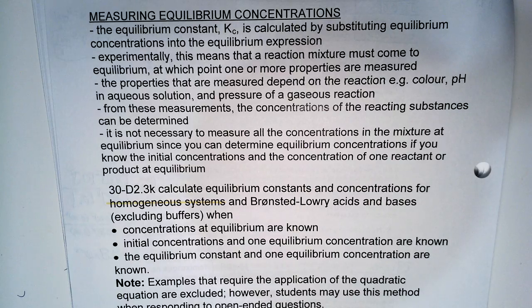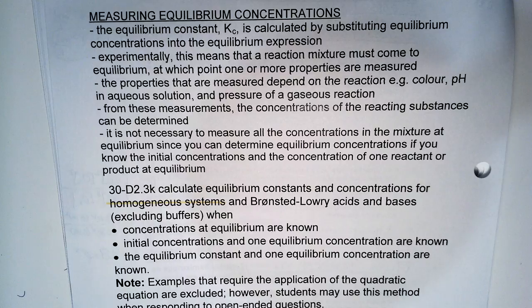Experimentally, this means that a reaction mixture must come to equilibrium, at which point one or more properties are then measured. So the different properties we can measure to know that it's at equilibrium: color, so if it's all staying at the same color; we can check pH in an aqueous solution; we can check the pressure of gases. Okay, once those are evened out, then we know it's at equilibrium.